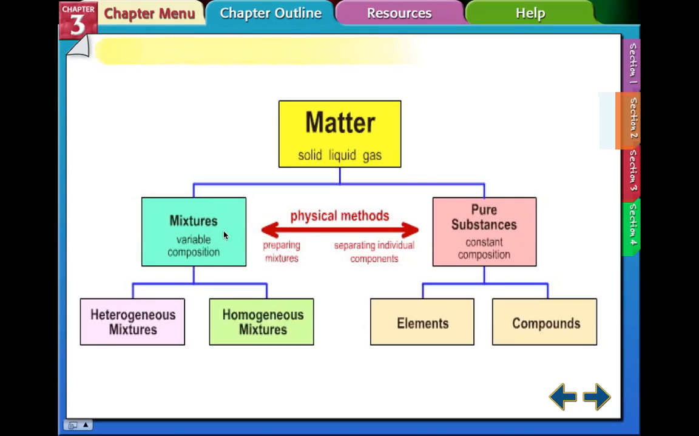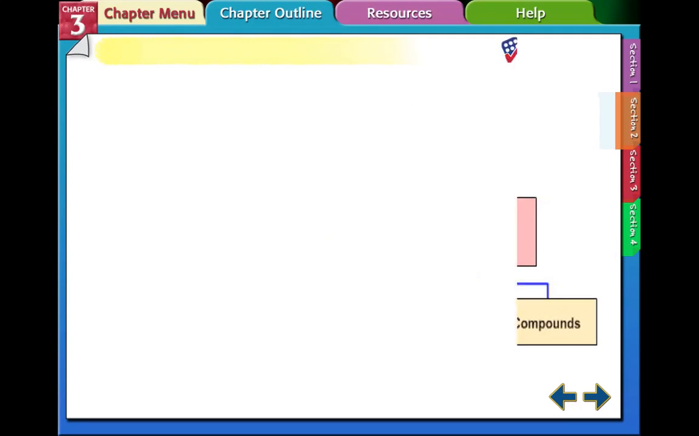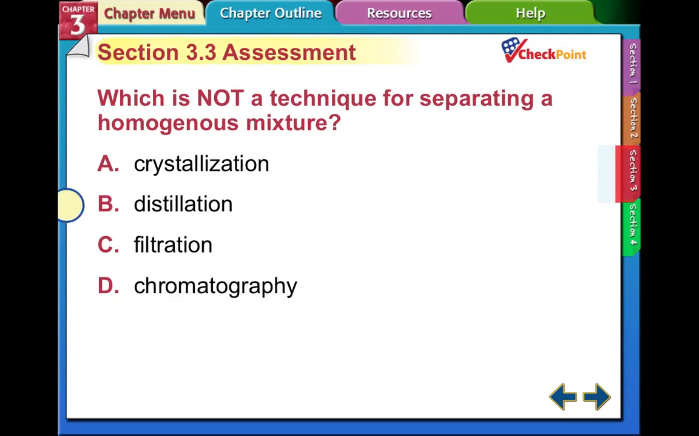Variable composition. What type of mixture is it? Is it a heterogeneous where I can pick out the tomatoes from the salad? Or is it a homogeneous where the milk or the cake batter is all mixed together? Oops, gave you the answer, which is not a technique for separating a homogeneous mixture. Homogeneous is all mixed together. So if you filtered milk, you would get milk out of the bottom, in the bottom container.